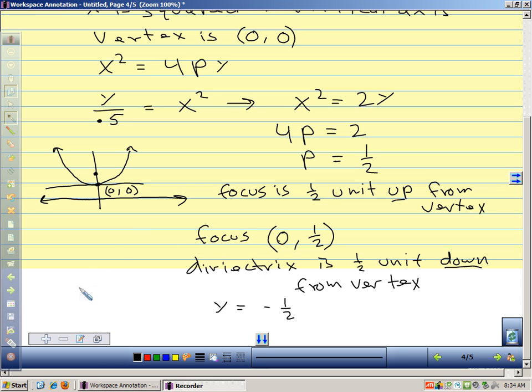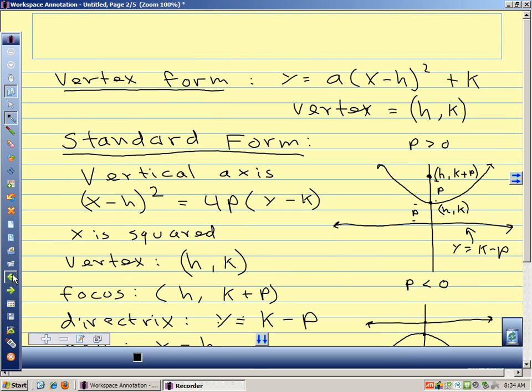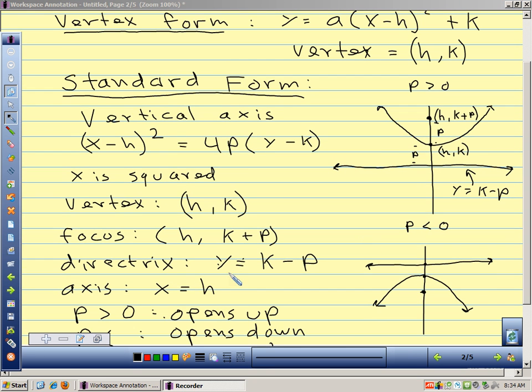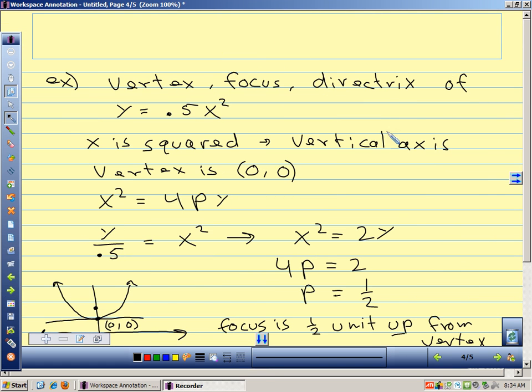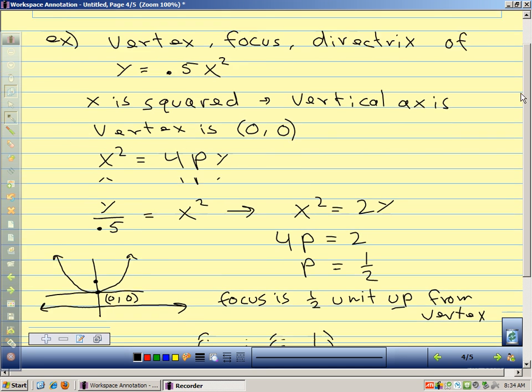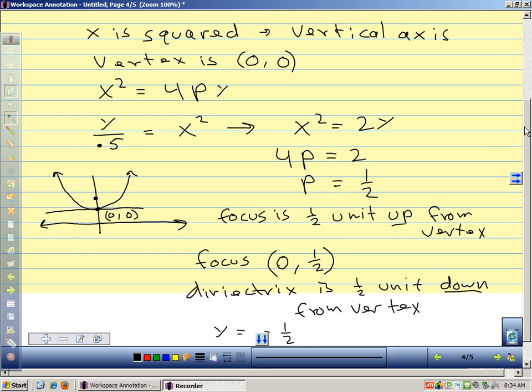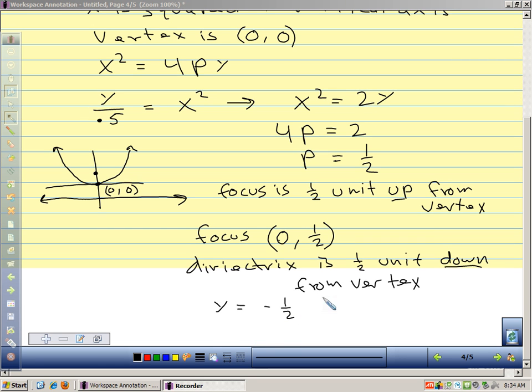I could also use the equations that we wrote for our standard form, that the directrix is y equals k minus p. In this example, since our vertex is at 0, 0, k equals 0. And we said p is 1/2, so y equals minus 1/2. So we found our vertex, our focus, and our directrix. Questions on that one? All right, let's look at another one.